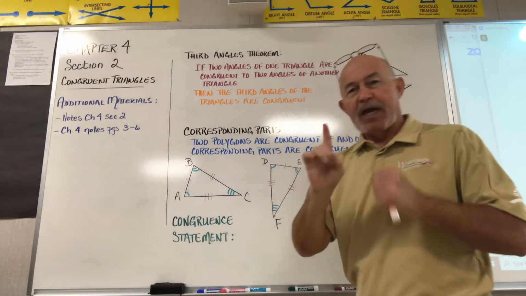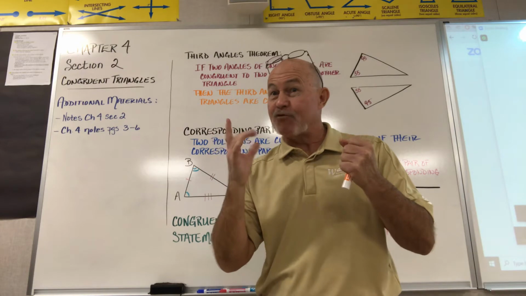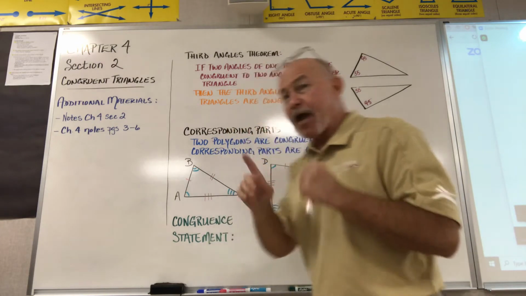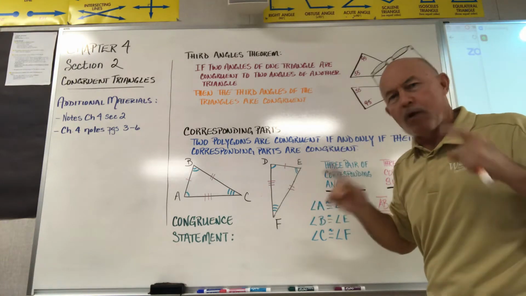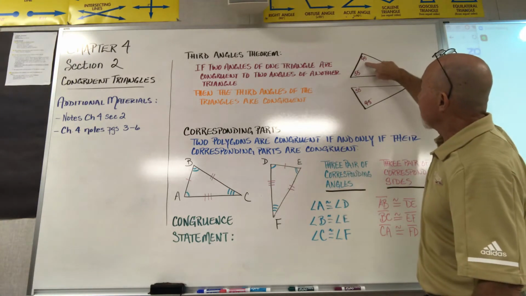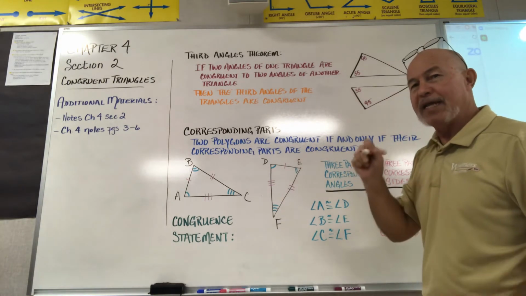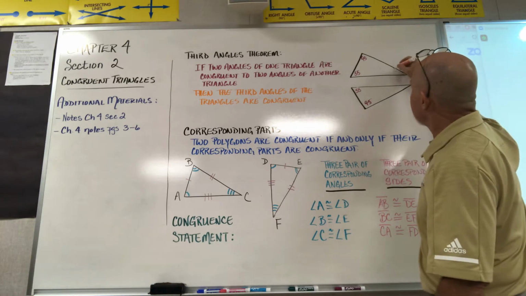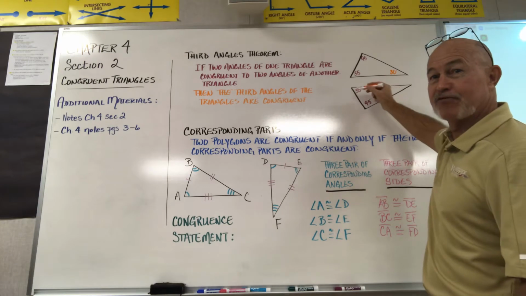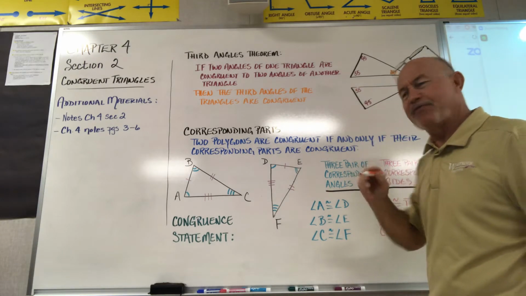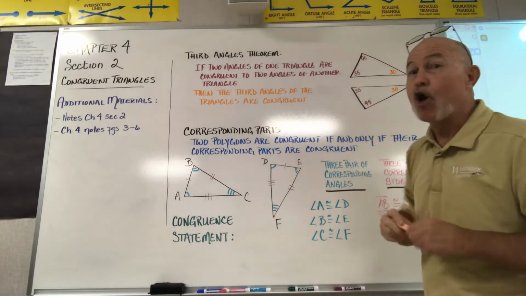Think about it. In every triangle the three angles have to add up to 180, and I already have 2 equal, 2 equal, so the thirds have to be equal. Let's do it mathematically. 95 and 55 is 150. 180 minus 150 is 30. 95 plus 55, it's still 150. That means this has to be 30. It's always going to work that way.